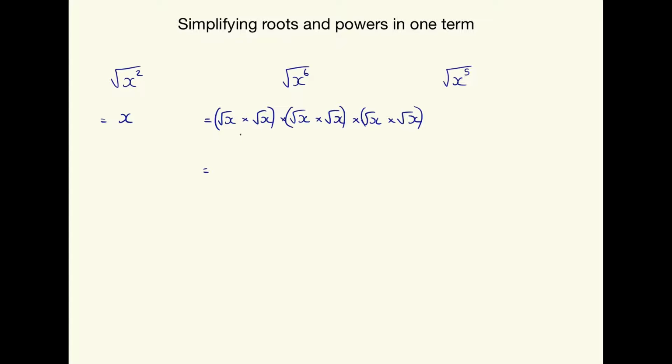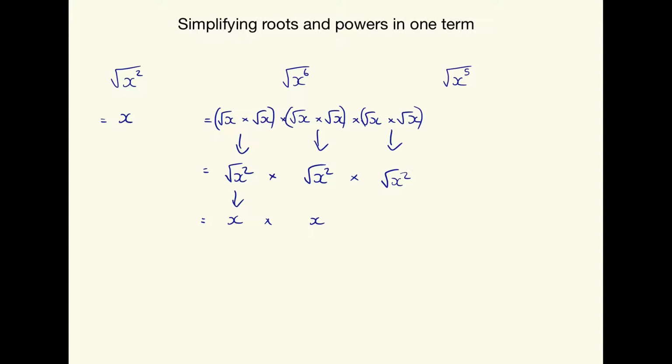Now, underneath each bracket, I can simplify what's in those brackets. Well, root x times root x, that's just root x squared. And the same goes with the other brackets. Simplified, root x times root x is root x squared. So I've got 3 lots of root x squared all being multiplied by each other. Well, let's use that knowledge, like I said before, of what happens when you square something and square root something. You end up with just x. So that's the answer to that.